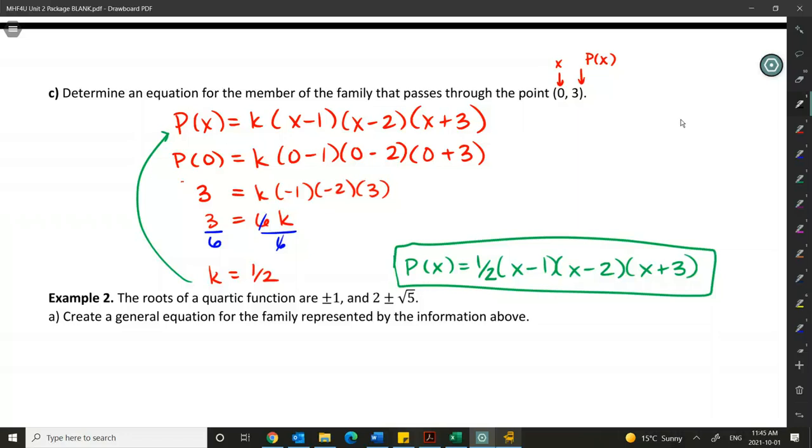Any questions for this one? So far, so good? Okay.